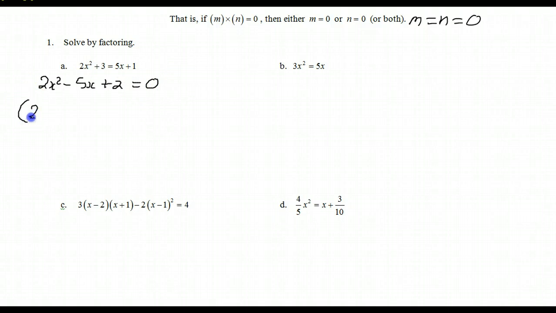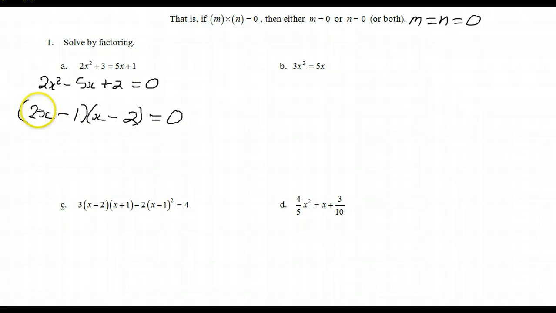Now we factor: 2x, x, right? The only way we're getting a 2x squared. The only way we're getting a 2, it's a plus. Both signs here are the same, and because of the minus there, they're both minus. I need to get a 2. The factors of 1 and 2 are 2, and that's equal to 0.